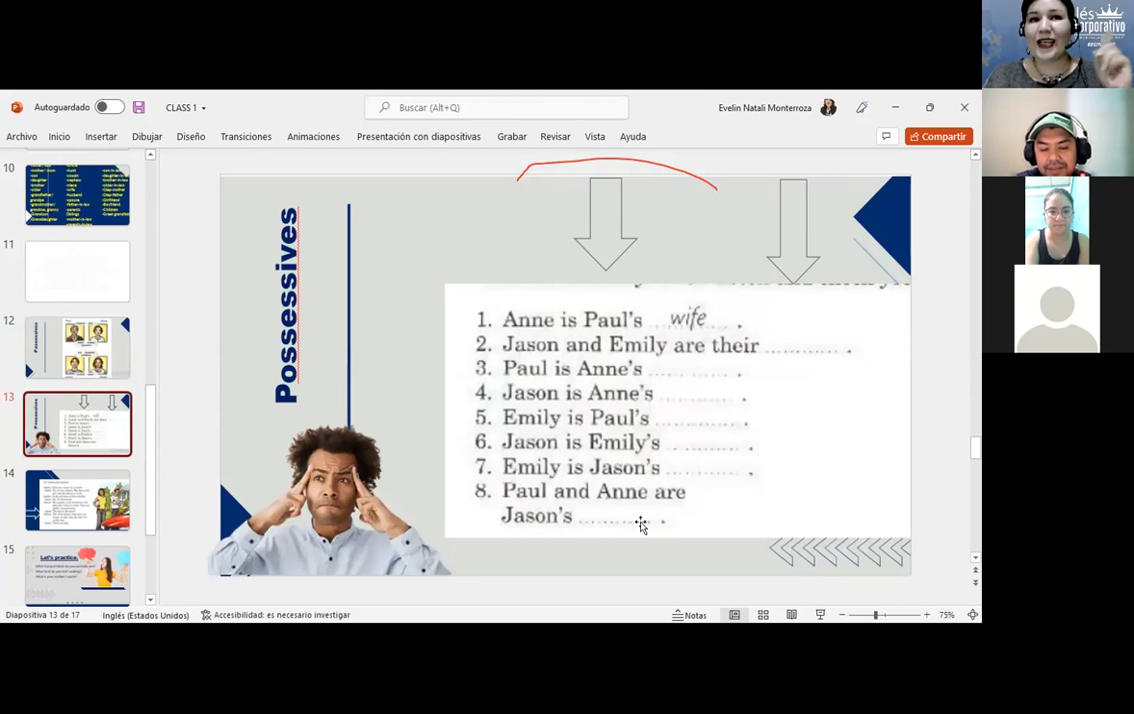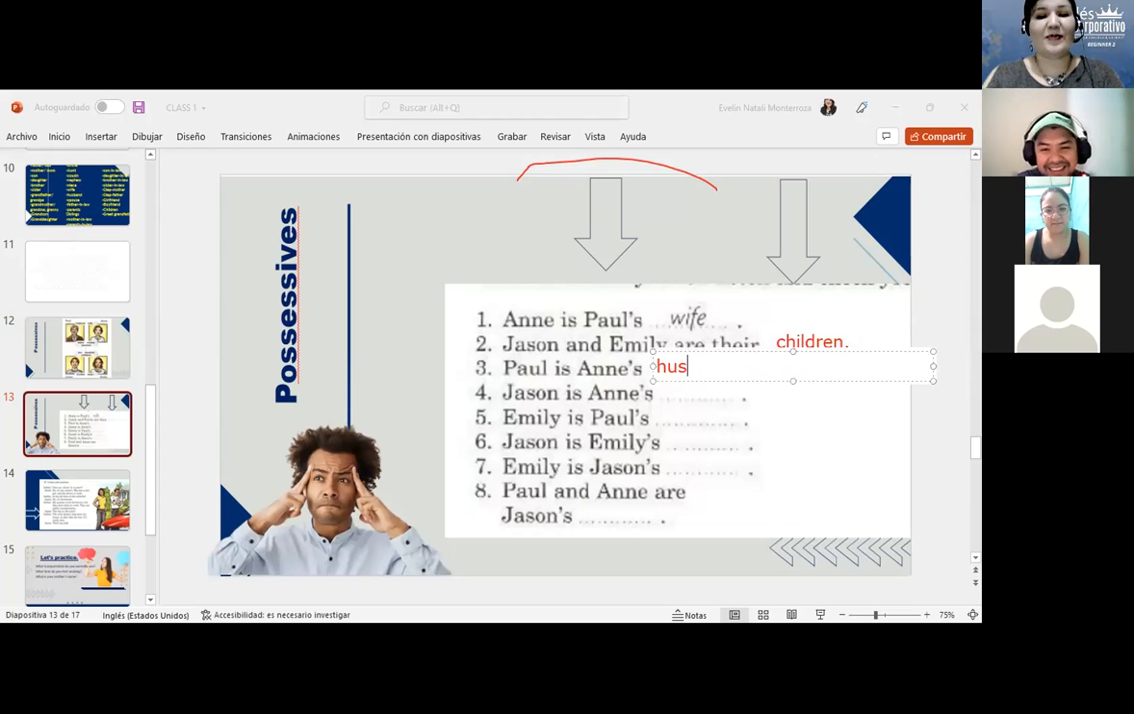So we need to be very careful at the moment of creating the relationships, right? It says Jason and Emily are their children. Here in this case, you don't say children's. Children's no existe, okay? Cada vez que decimos children's, se muere un diccionario. So please don't do it.